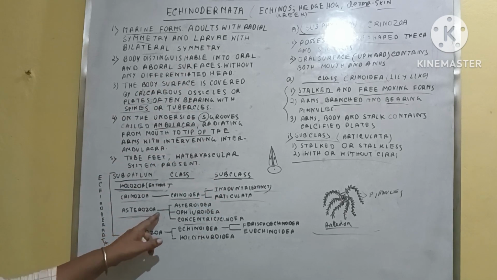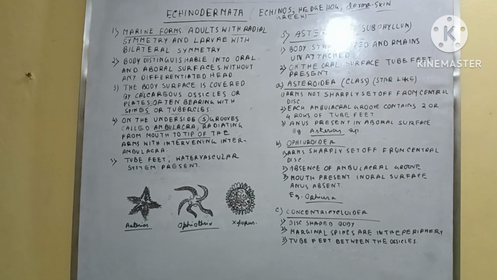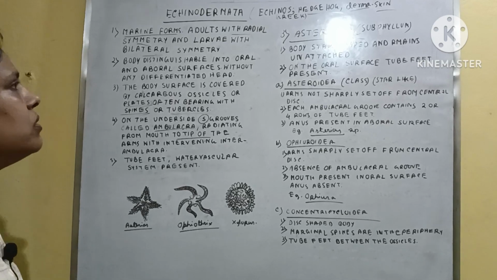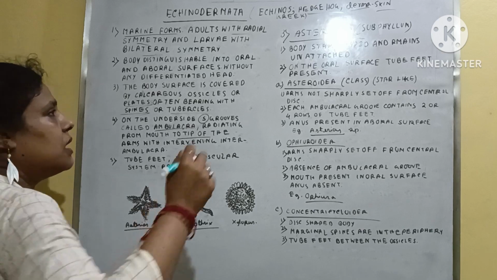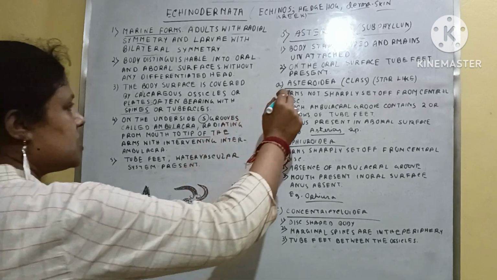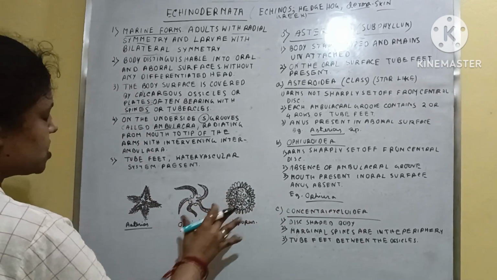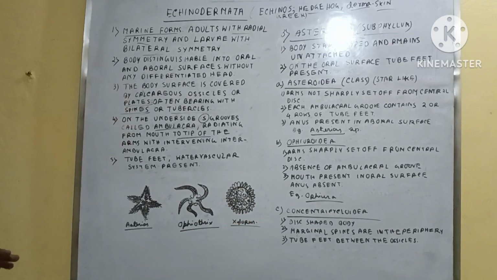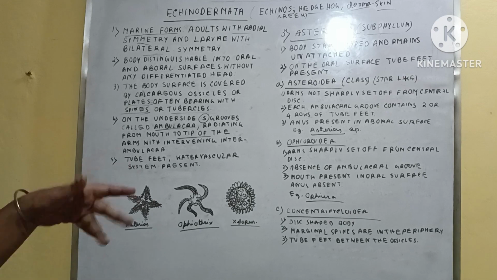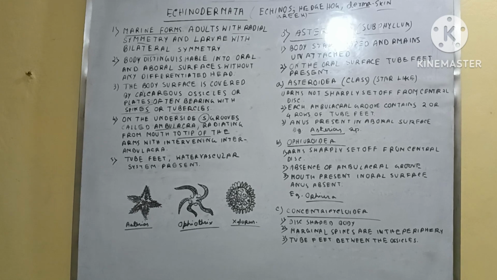Now second, that is the Asterozoa. Okay, so now we have to learn the Asterozoa, that is another subphylum, and under this subphylum three classes are there. One is the Asteroidea, second is the Ophiuroidea, and third is Concentricycloidea. So what are the features? I have already drawn three rough structures, just for understanding the proper features, and that's why I have drawn this rough structure. You should consult any book for proper shape and structure.